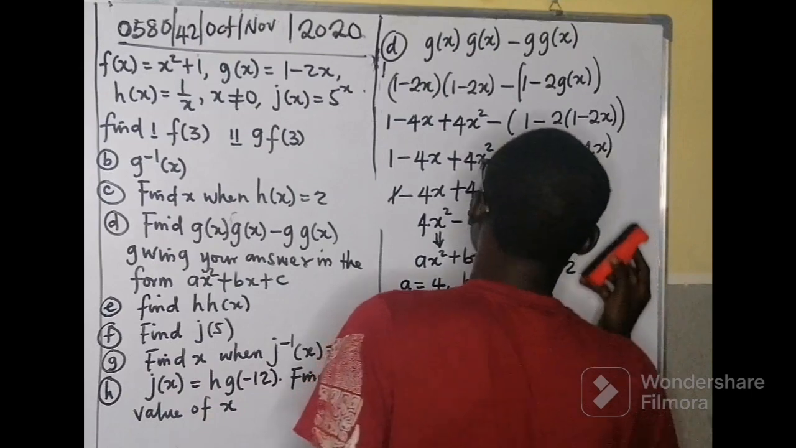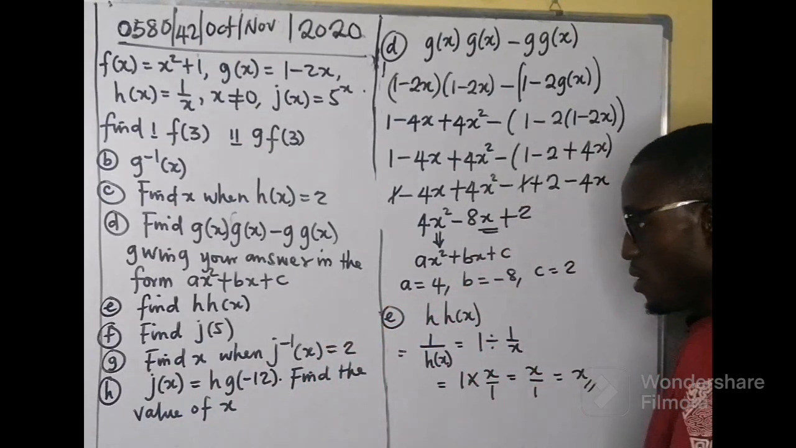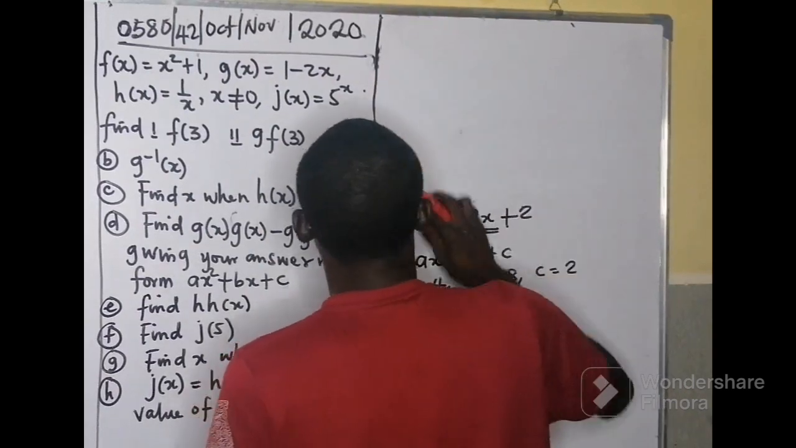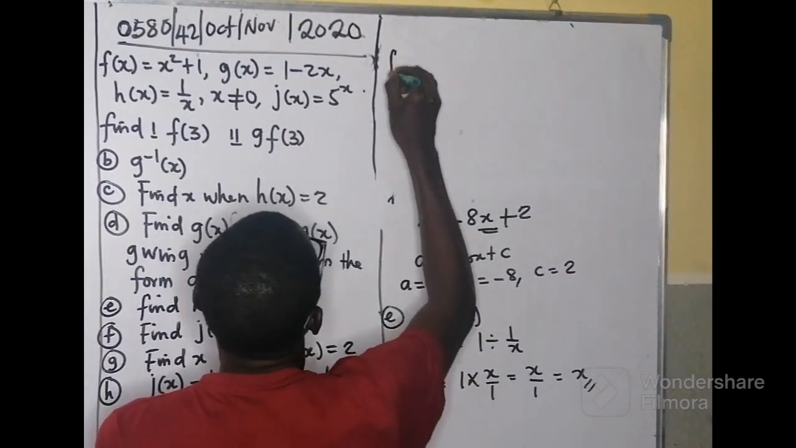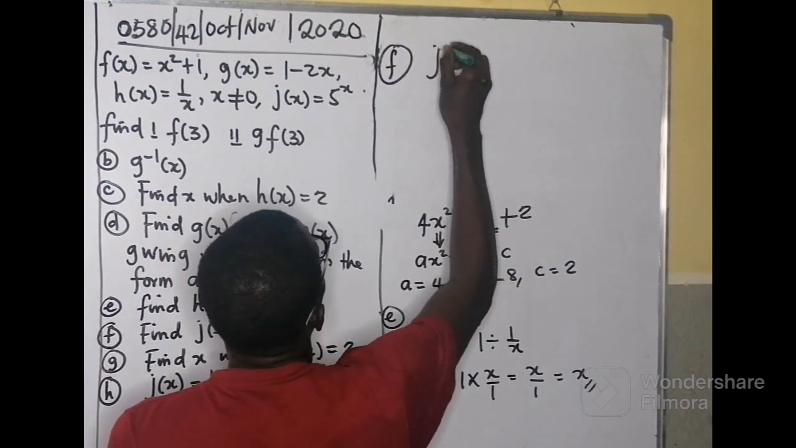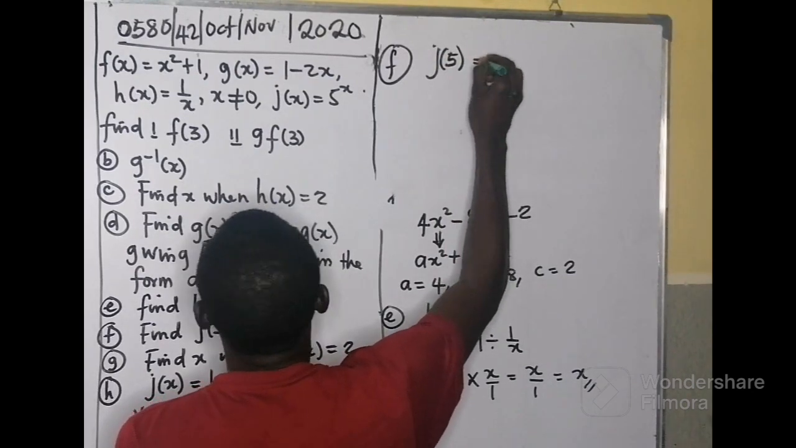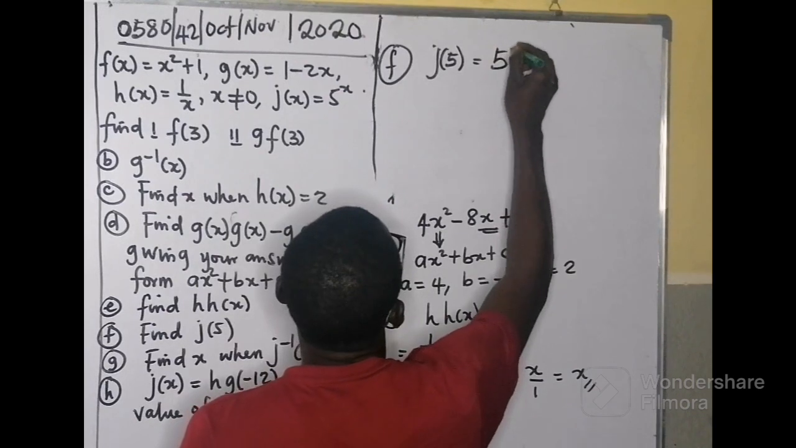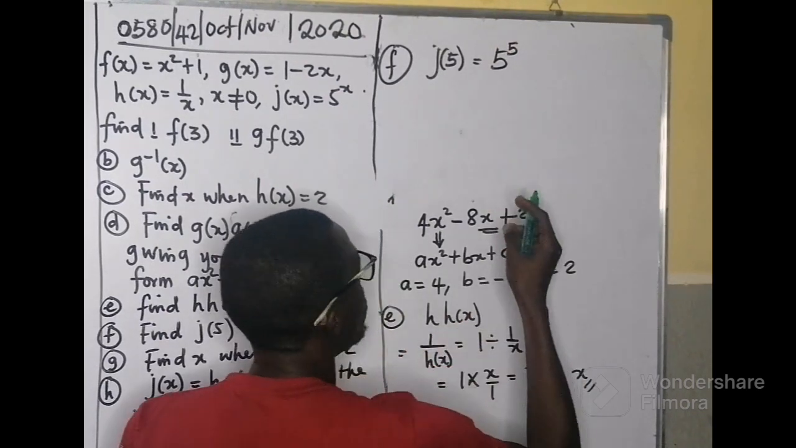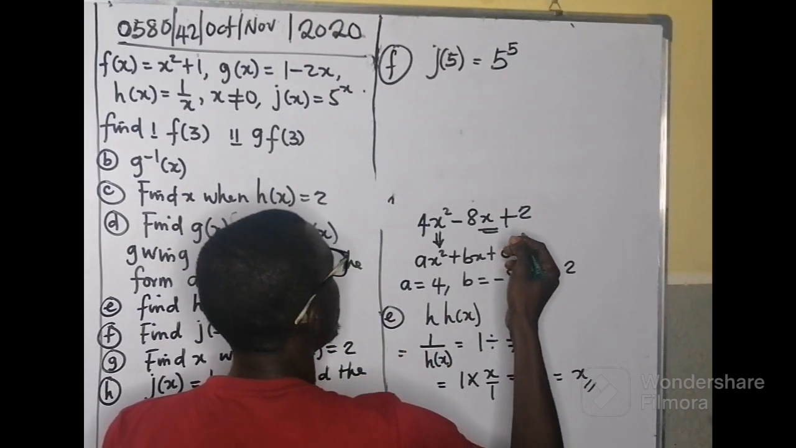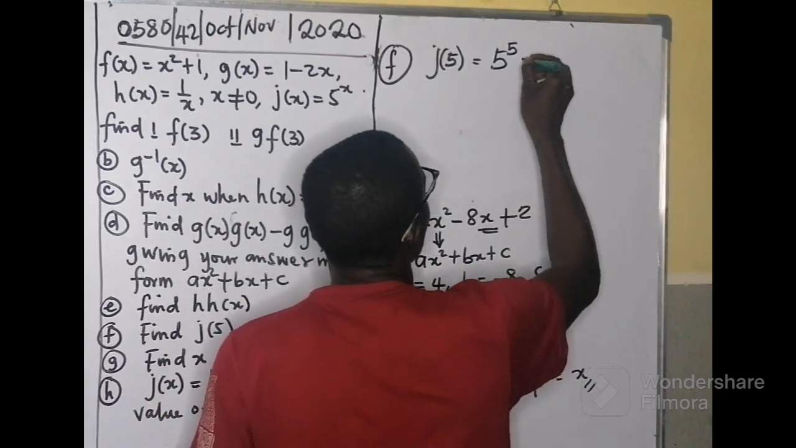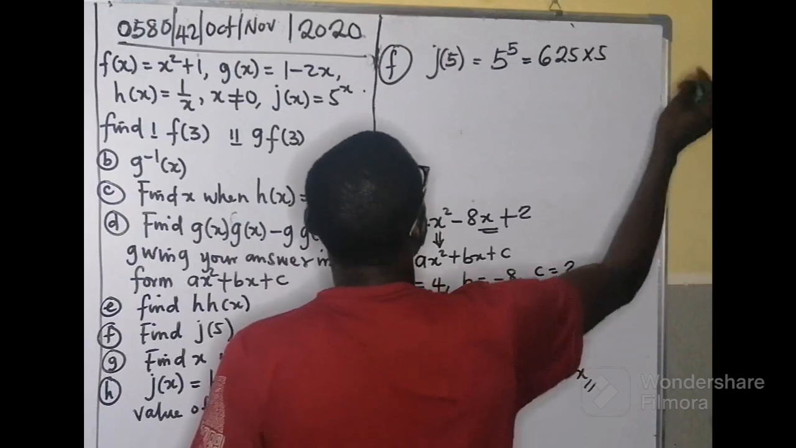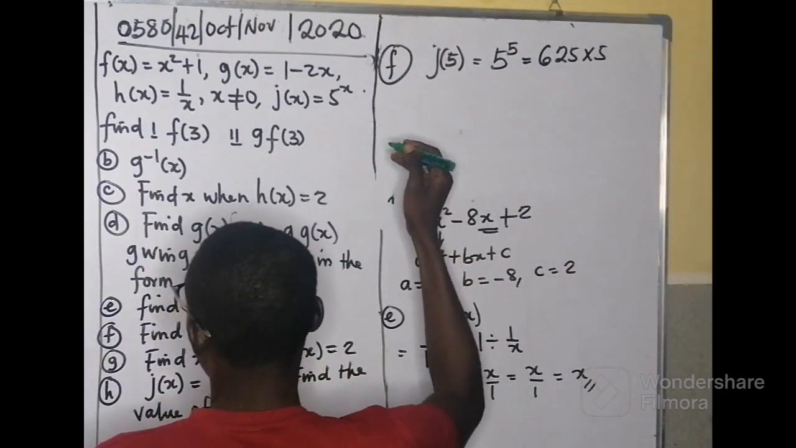J of 5. So let's look at F, which is J of 5. Then G and H as a matter of fact. So F, J of 5. To get J of 5, what is J of x? 5 raised to the power of x. So here it's going to give you 5 raised to the power of 5. 25, 125, 625, and that's 625 times 5. So you can use your calculator and get your answer to this, right?